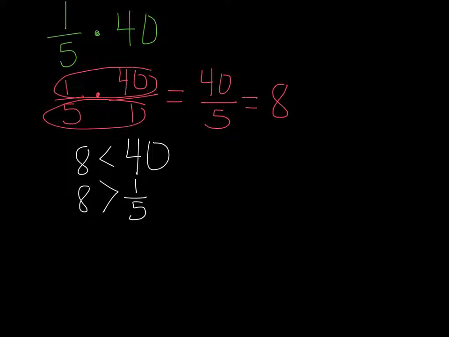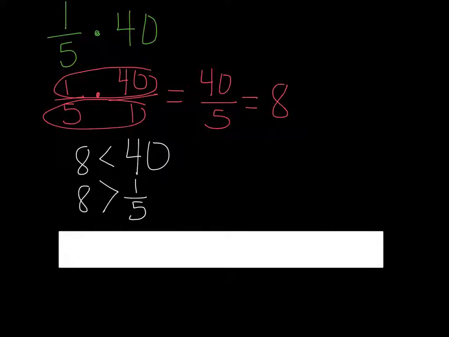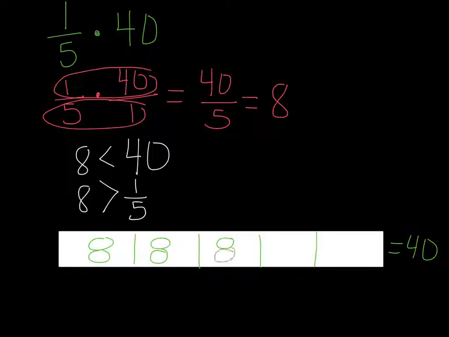And we can see a model of that if we imagine that we have this bar and that the bar itself would be equal to 40. The total bar equaled 40. We could imagine the bar being broken into 5 equal parts, and that each part would be equal to 8. And there are 5 parts, and so 5 times 8 would be 40.